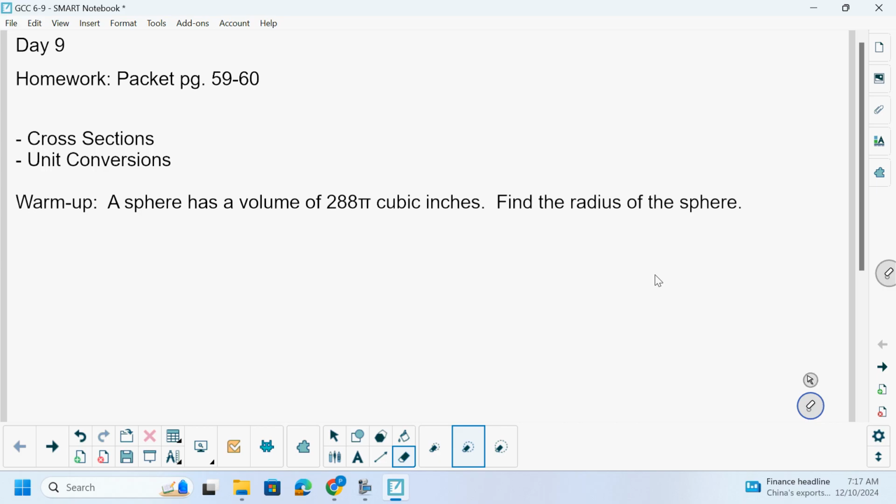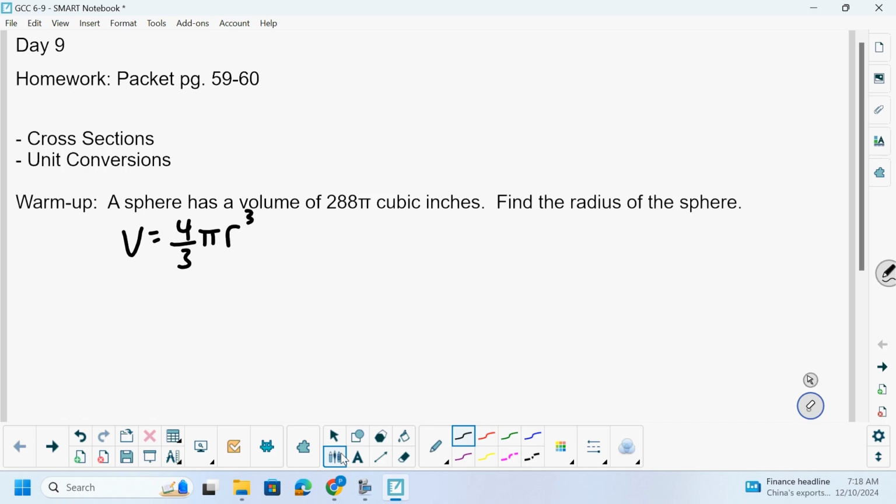On the warm-up, we've got a volume question. I should say we're going to need our calculator for this warm-up as well, so we'll give you a moment to take your calculator out. Whenever we have a volume question, we want to go right to the reference sheet. We've got a sphere here, so we have that V is equal to 4/3 pi r cubed.